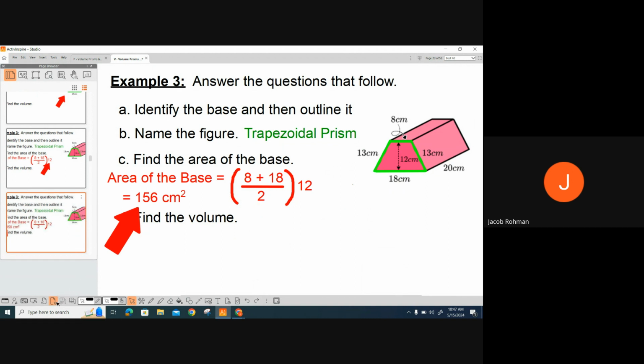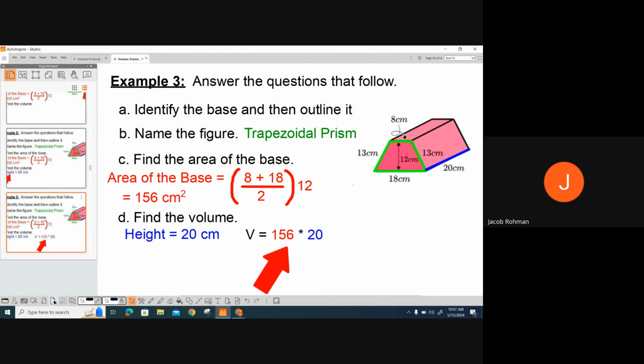Then we know that the height here is in blue, and that's going to be 20 centimeters. And so now we just take the 156 times the 20 for the volume, which is going to give us 3,120 centimeters cubed, or cubic centimeters.